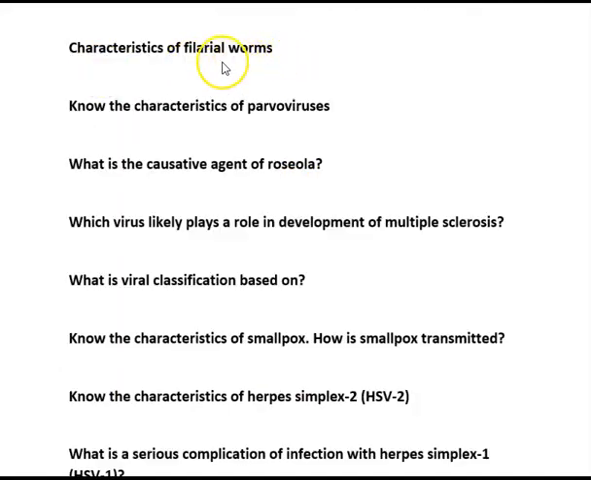All right, characteristics of filarial worms. Remember that filarial worms are also roundworms, like Ascaris lumbricoides. But unlike Ascaris, they don't take up residence in the intestines. They like to infect the body's tissues, especially the lymphatics. This is going to include organisms like Wuchereria bancrofti and the Loa loa worm. And recall that Wuchereria bancrofti is the causative agent of elephantiasis.